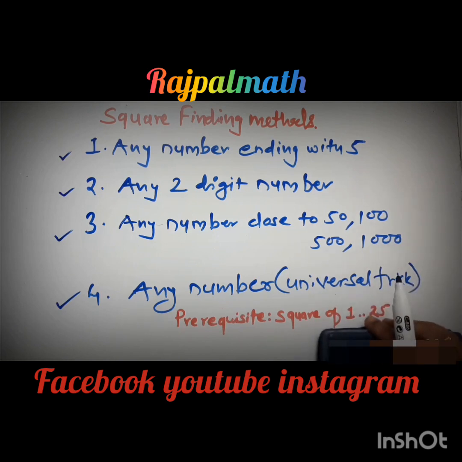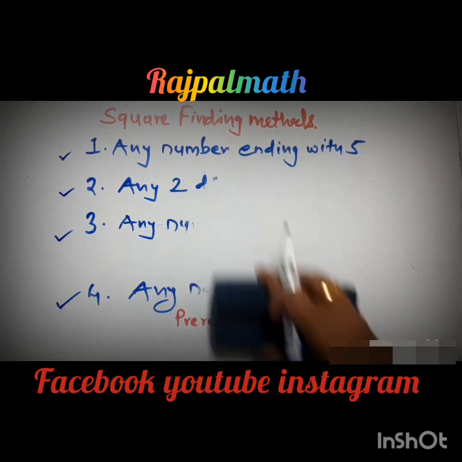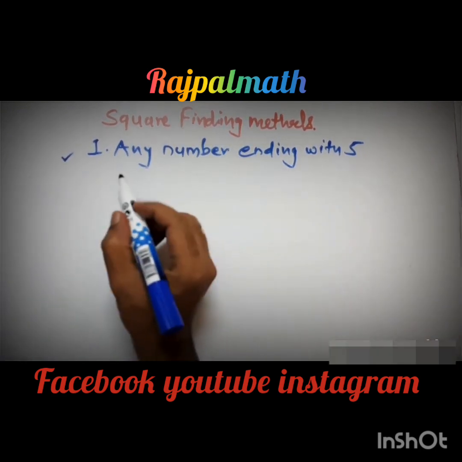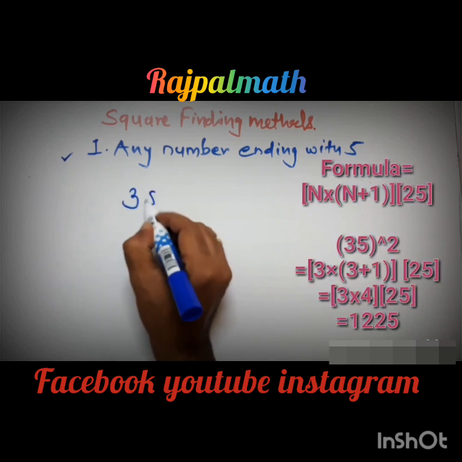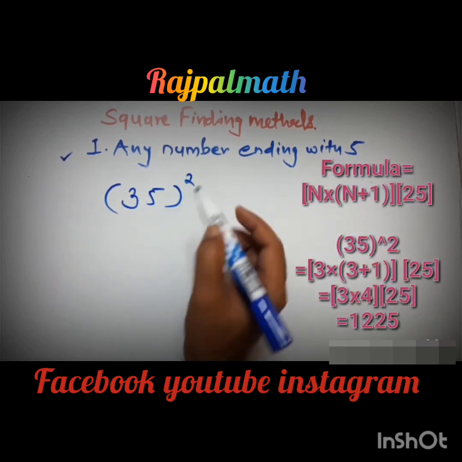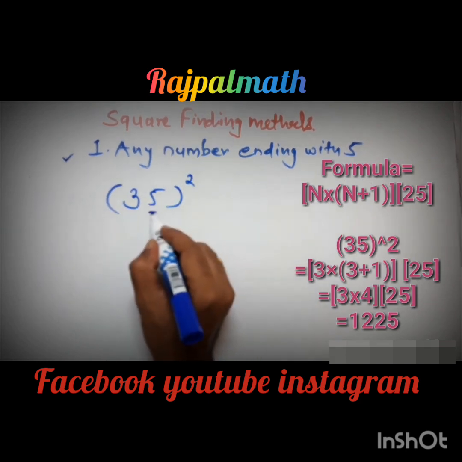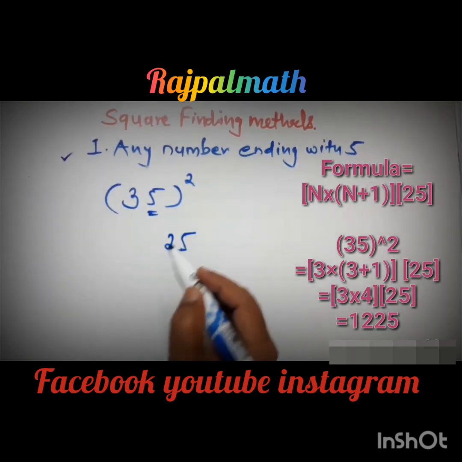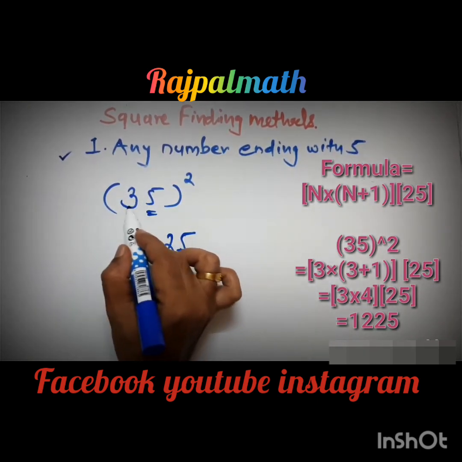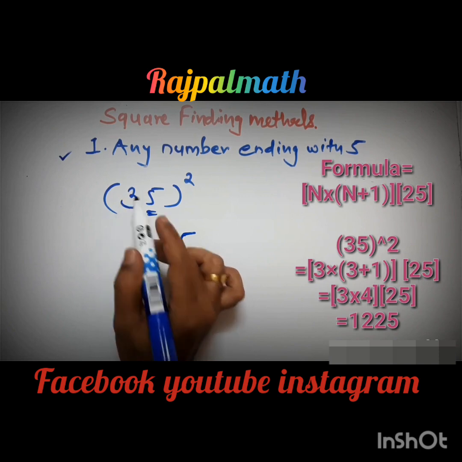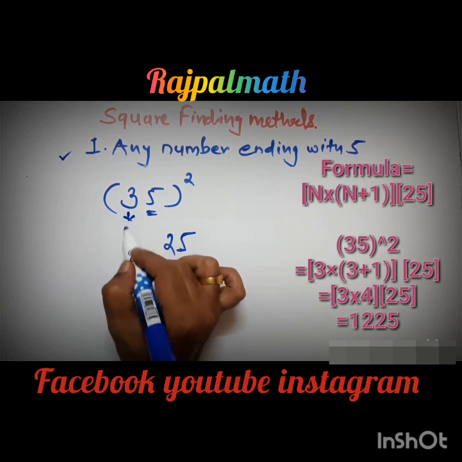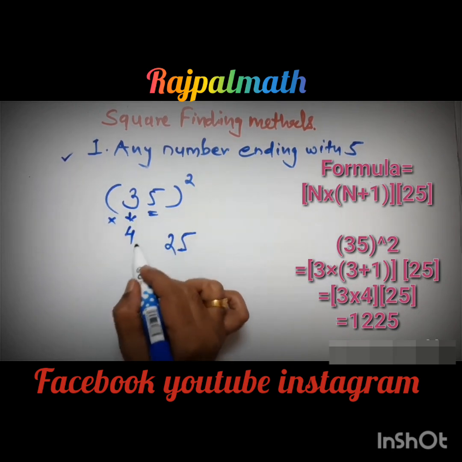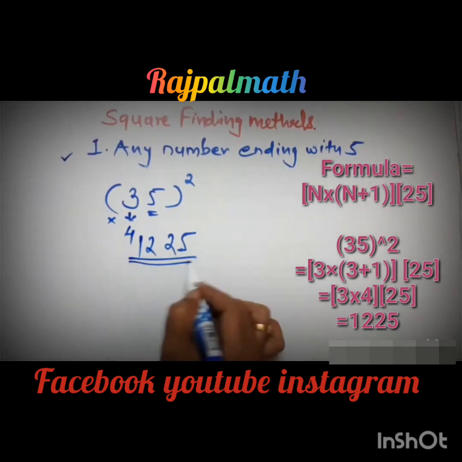So let's start with our first method, that is the square of any number that ends with 5. Let's take an example, 35. So we are going to find out the square of 35. What you're going to do is take the unit digit, that is 5, and write the square of that as it is, which is 25. Now the other number, the first digit, is 3. So I'll write the next consecutive number of 3, which is 4. We are simply going to multiply 3 into 4, that is 12. So 1225 is your answer.